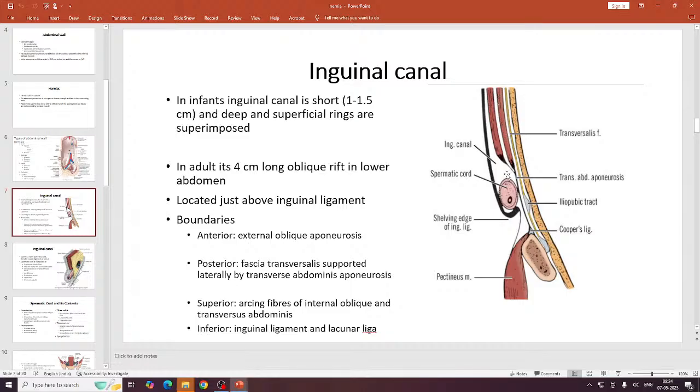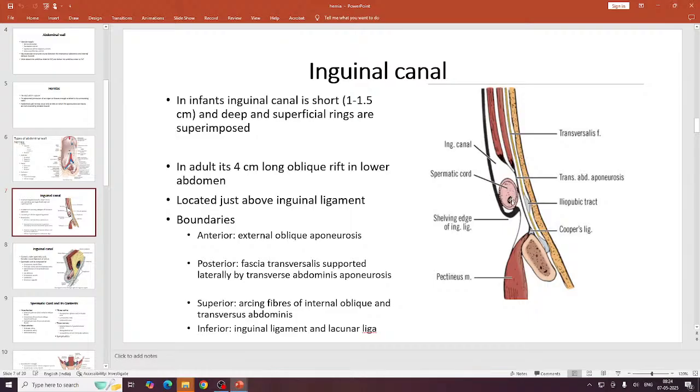They are lying above, making the roof of the canal, and behind it this yellow line is the fascia transversalis. There is thickening of the fascia transversalis that forms the iliopubic tract, and this is the preperitoneal fat, and this is the peritoneal cavity. This is the spermatic cord, and the hernia sac will be lying within it if it is indirect.